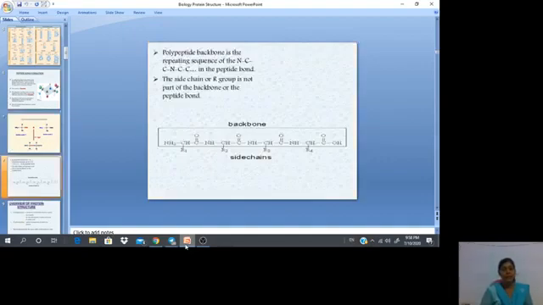The polypeptide backbone is the repeating sequence of NCC. Here we see the backbone NCC, NCC, meaning NH2CHR1CO, then again NHCHR2CO and so on. The side chain R group is not part of the backbone or the peptide bond. The chain is shown in the lower part with R1, R2, R3 and R4.